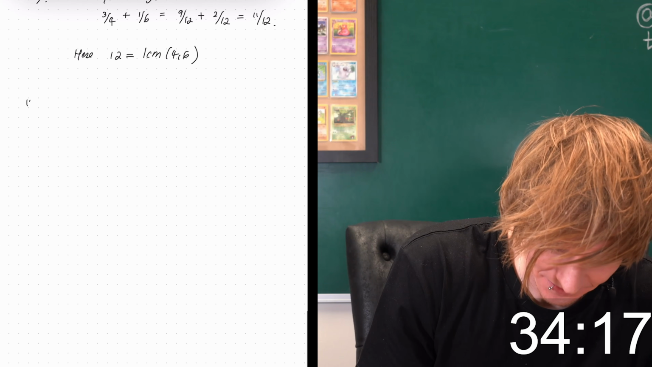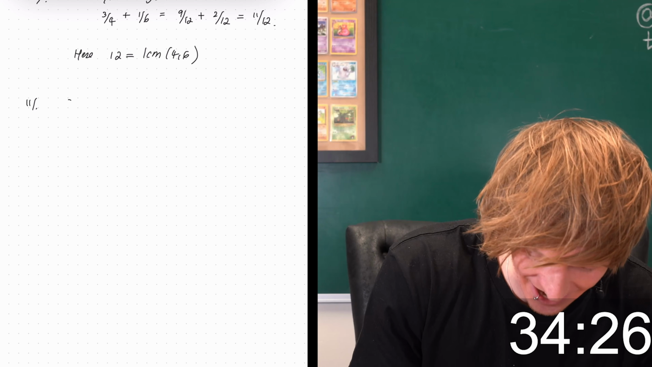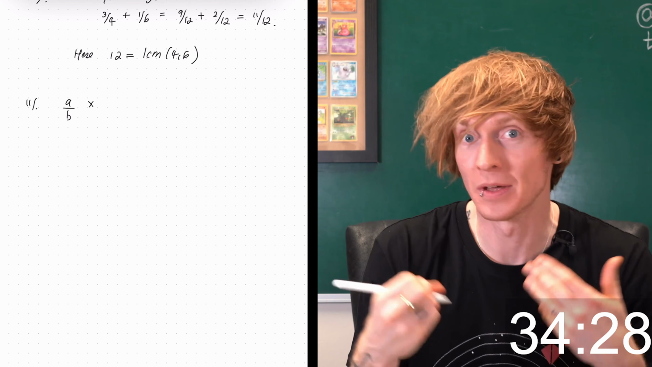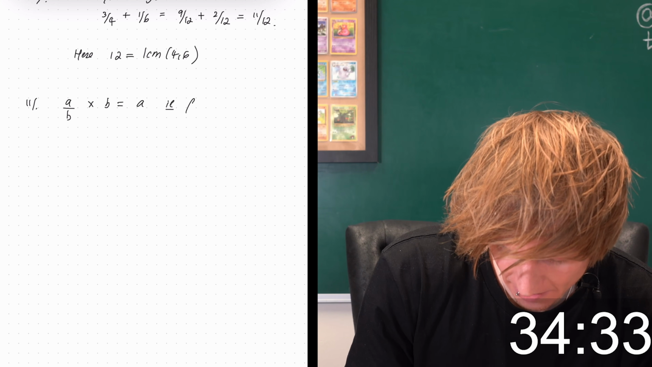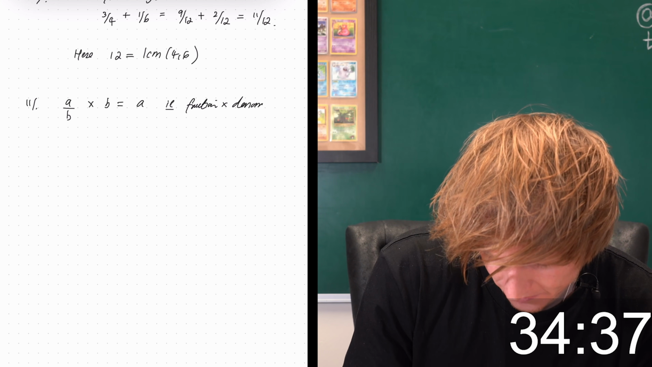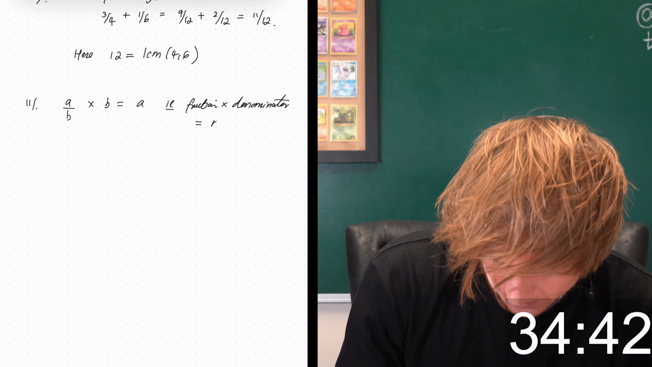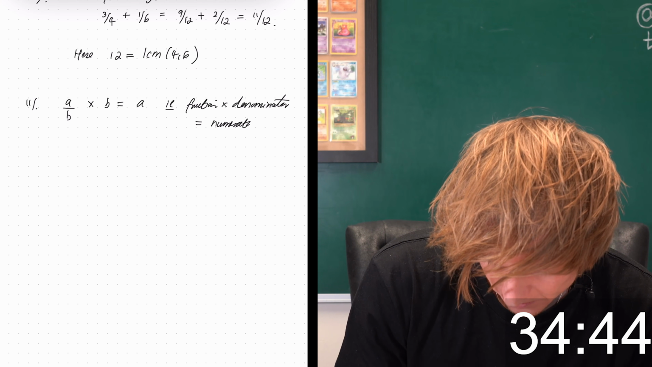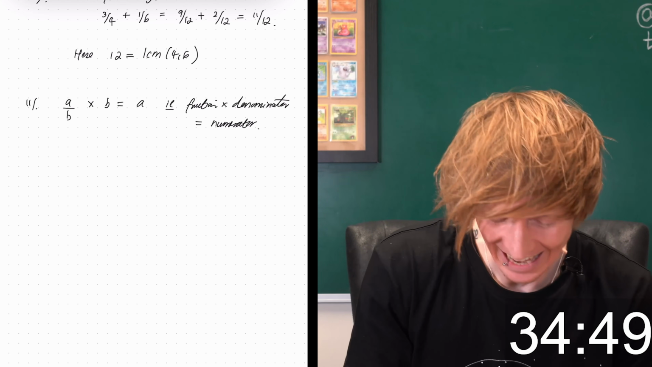11. What is the product of a fraction multiplied by its denominator? Now this one I know. Okay, so a over b times the denominator, which is b, will always equal a, i.e. fraction times denominator always equals numerator. Boom, like it. That is my kind of question.